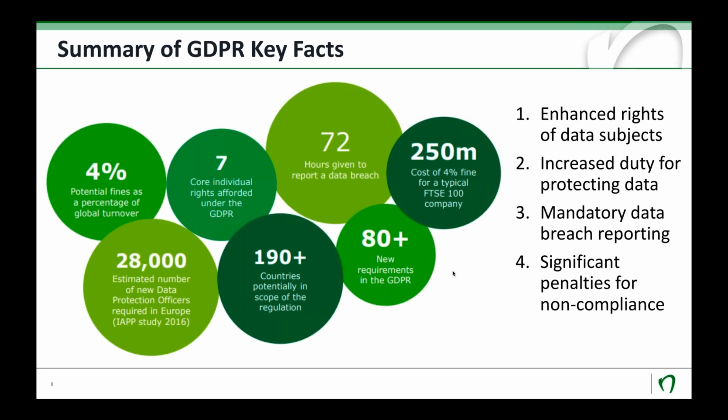I would like to start not with an overview and not with the requirements of the GDPR, but with the key facts of the GDPR. As you can see here, we have really big fines, like 4% of the global turnover, or 20 million euros. We have 7 core individual rights under GDPR. An estimation from the IAPP, of which Natuvion is a member, expects 28,000 new data protection officers. And the GDPR is applicable in 190 plus countries and so on and so forth. Without going too much into detail on the key facts, I really would like to focus today on the 7 core individual rights.